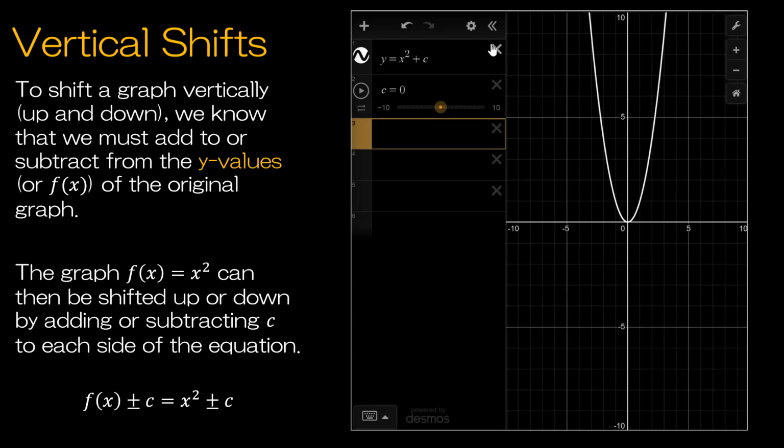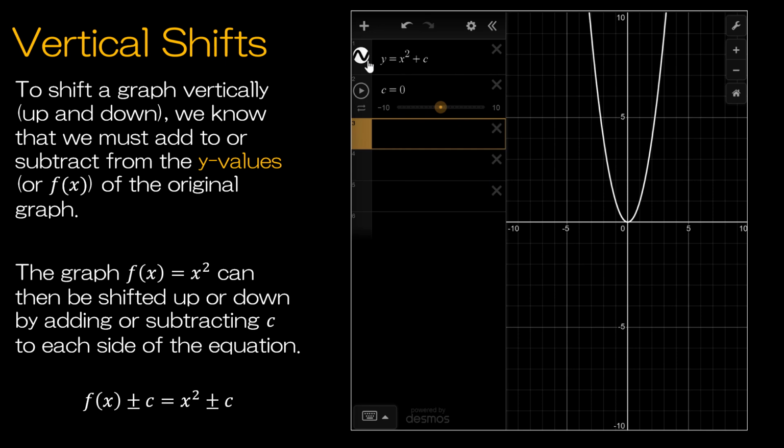We're going to start by taking a look at vertical shifts. A vertical shift will shift our graph up or down. And we know that to shift something up or down, that must have something to do with the y values, because the y value is what tells us how far up or down from the origin that our new point might be. So that makes sense that we would add to the y value, or the f of x value of the original graph. So the way that we think about that is by adding or subtracting c.